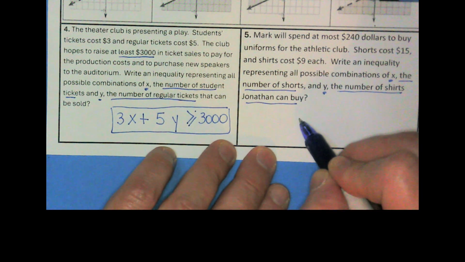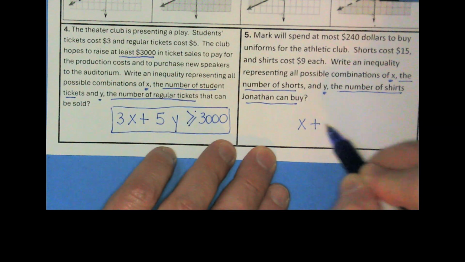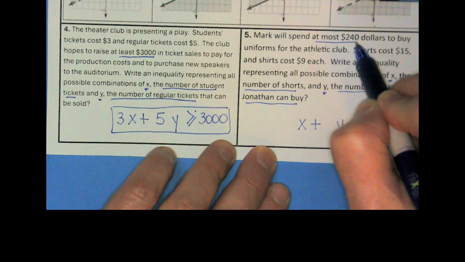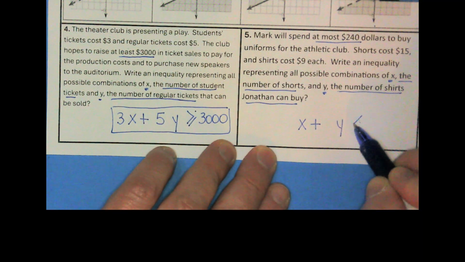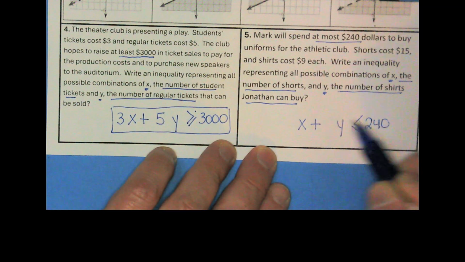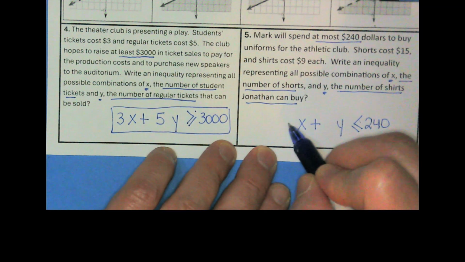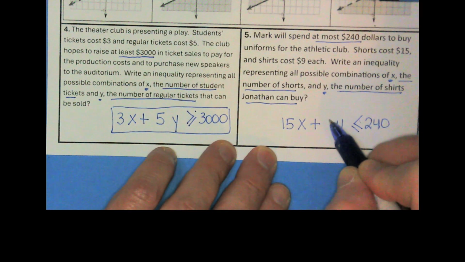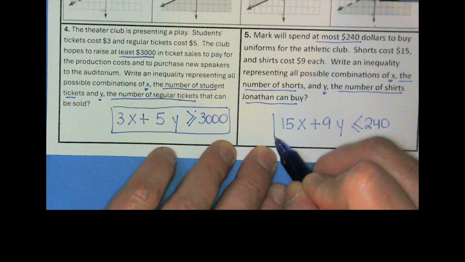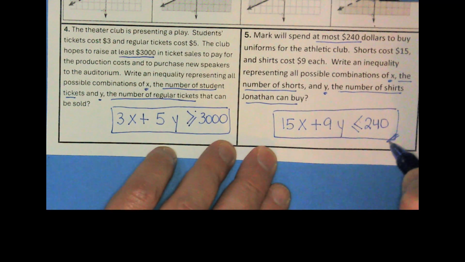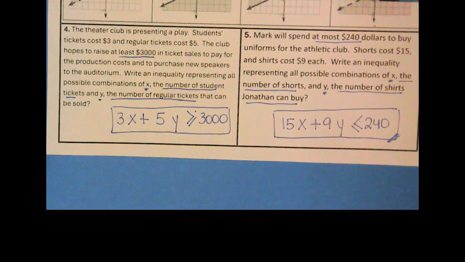Okay, so we're going to purchase x and y, and it says at most $240. So in this case, it would be less than or equal to $240. And the price of shorts is $15 and of a shirt is $9. And there we go. That's our inequality for this problem. Very well. So let's go on to the next page.